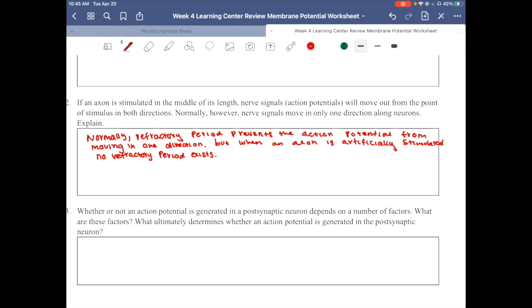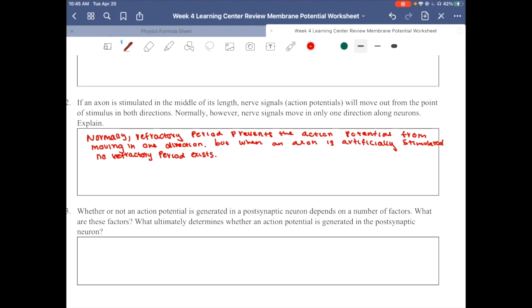Also, for the next question, we're trying to determine if an action potential generated is postsynaptic. Essentially, the only thing that it depends on, whether or not an action potential is generated in the postsynaptic neuron, is the type of neurotransmitter. So we're seeing, is it going to be excitatory or inhibitory?